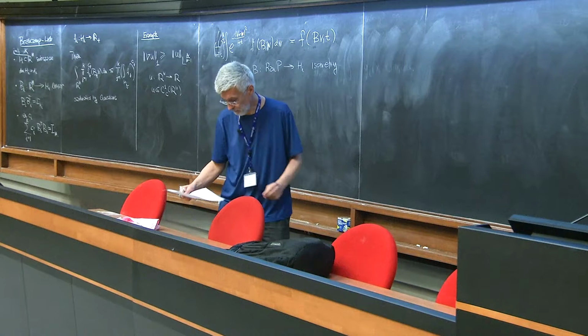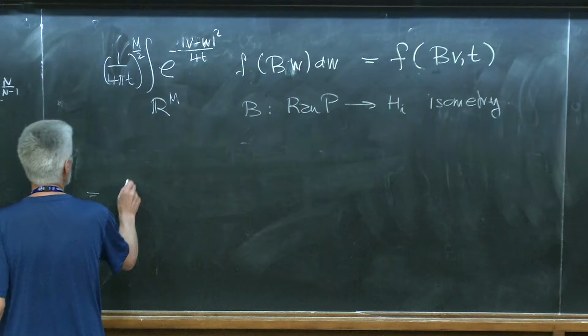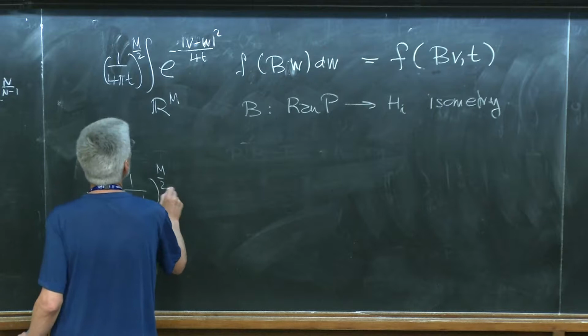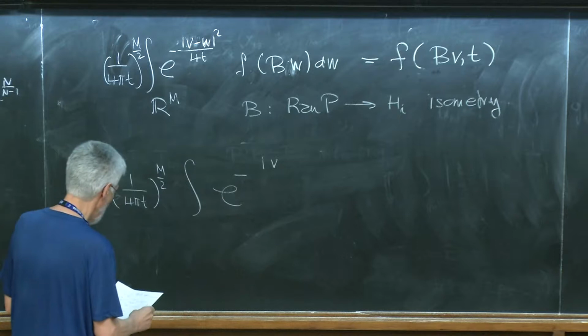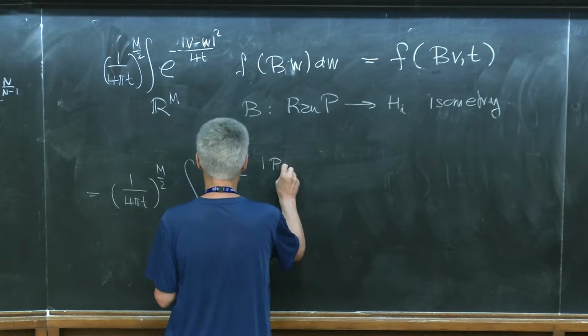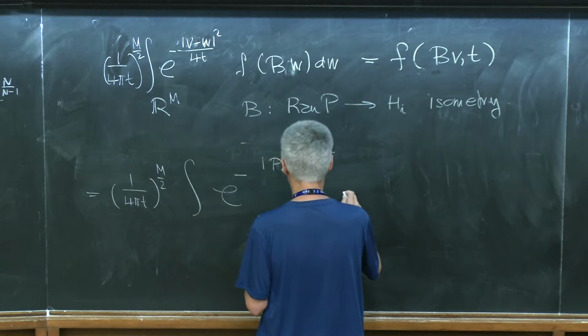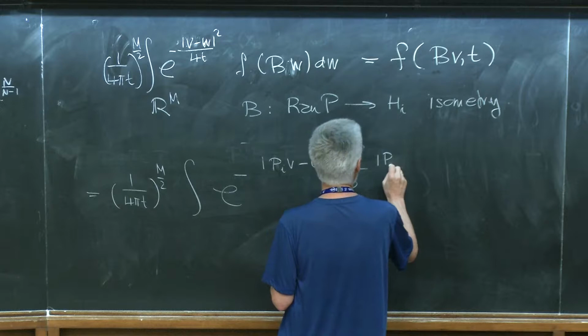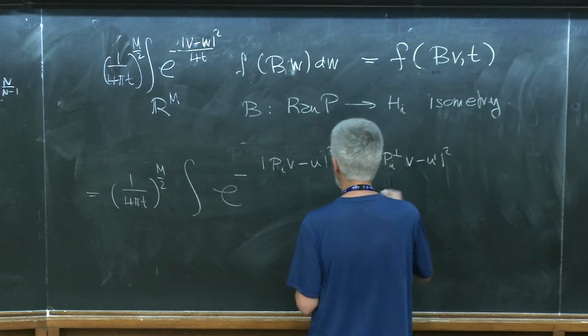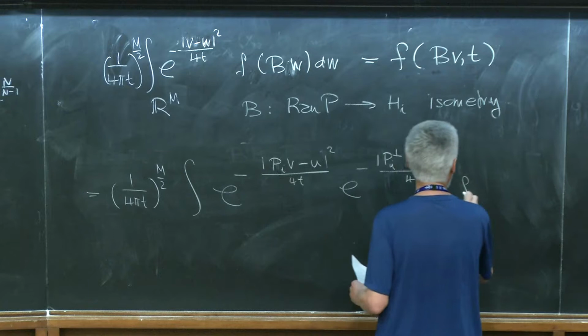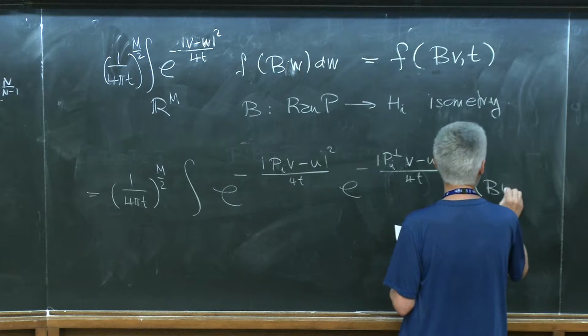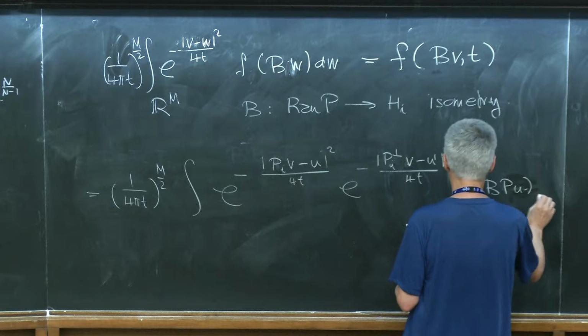All right, so now then what do you do? You start splitting variables. So you take this whole integral, 1 over 4 pi t to the power m over 2, and then you write this as e to the minus, here I leave the v, what I do is I put here pi v minus u squared, e to the minus pi perpendicular v minus u prime squared. And I will explain right away what I'm doing. And then I have f of B u, du du prime. Okay, so what have I been doing?